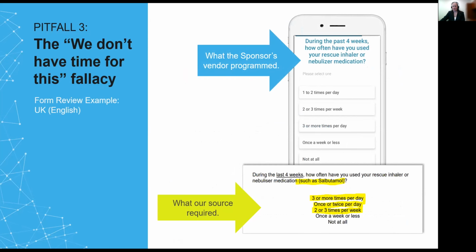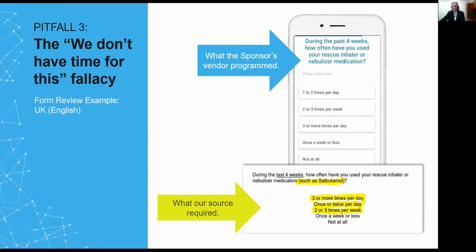The third one that I'm going to go through is a couple of examples of the "we don't have time for this" fallacy. What I hear often is, we don't have time to go through form review. We have our own QC processes. We'll be fine. Well, I assure you that we review over 100 forms every day, and many of them have errors every single day. I'm giving a few examples here.